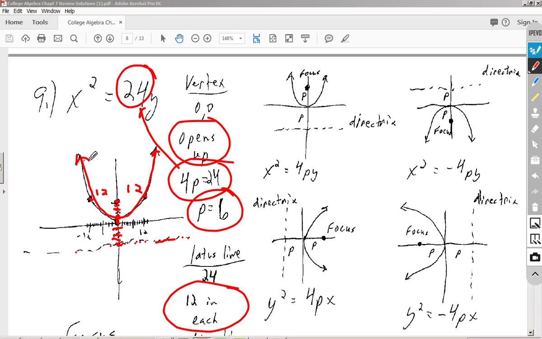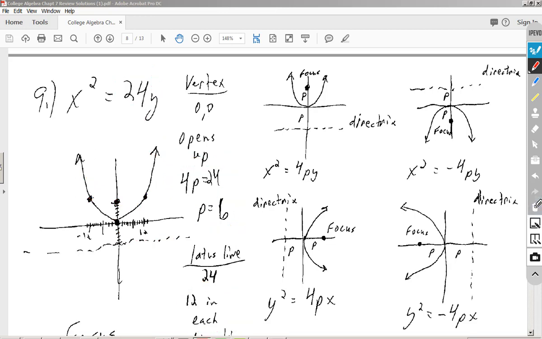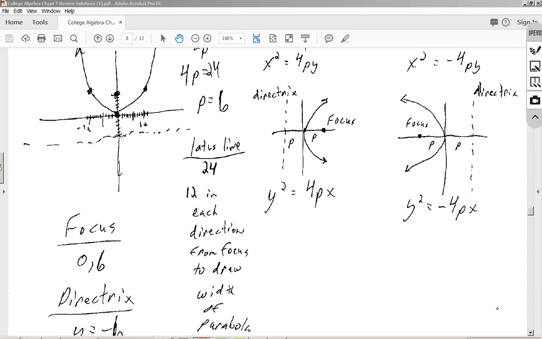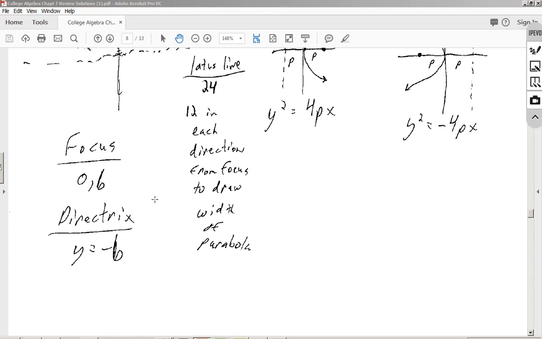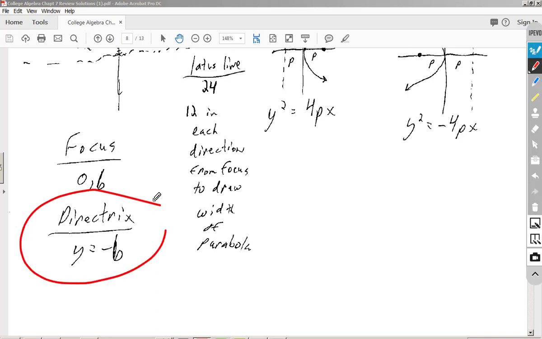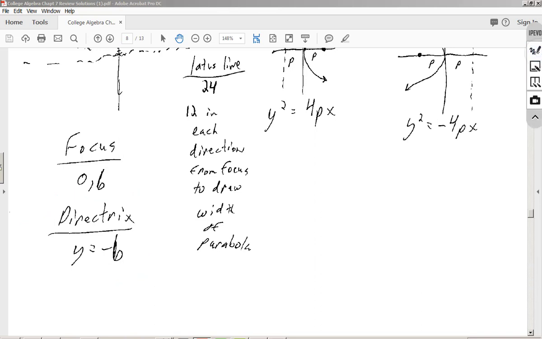And now I can also go ahead and write down the location of my focus and my directrix. So notice your focus right here, that's located at 0, 6. And then that line, your directrix, is going to be y equals -6. And that would be the location of your focus at 0, 6, directrix y equals -6, and also that would be the equation of your parabola.